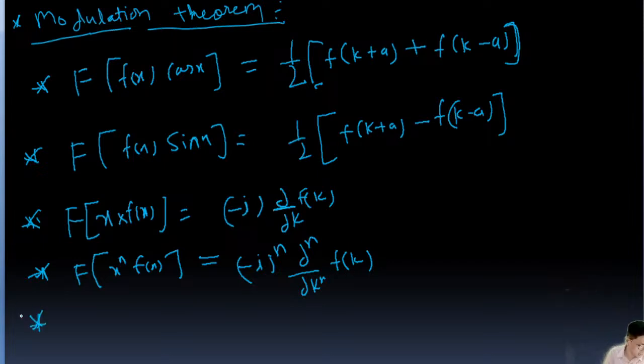Next property is the Fourier transform of f^n(x). So the Fourier transform of the nth derivative of x, that value is going to be (minus iota k) to the power n F(k). Okay, minus iota k to the power n F(k), very important. So the nth derivative of x.